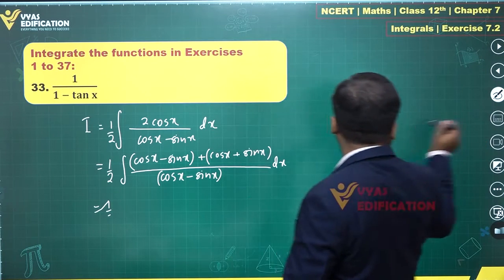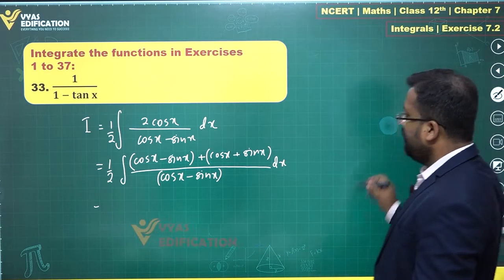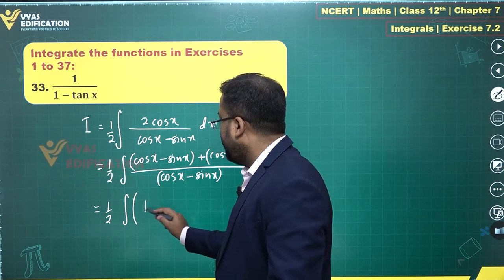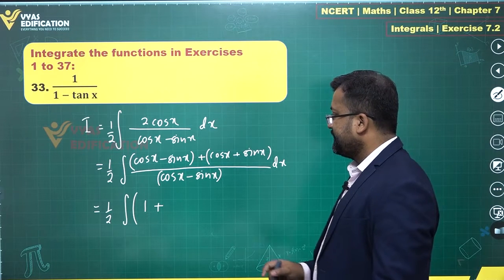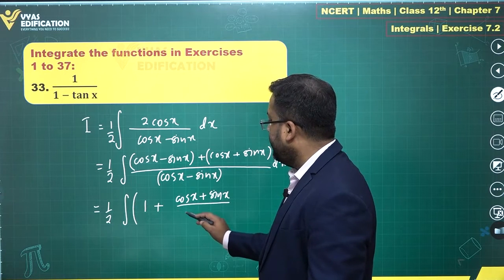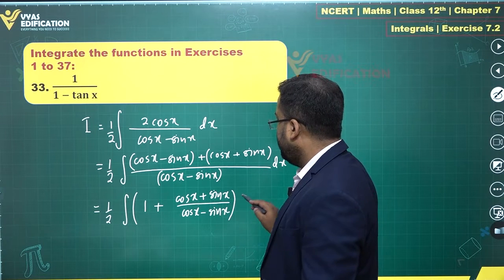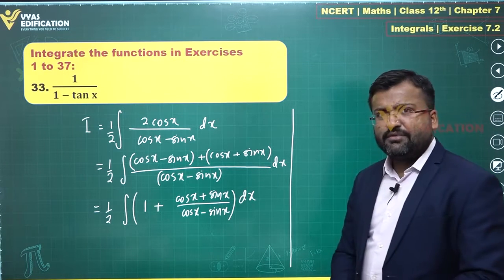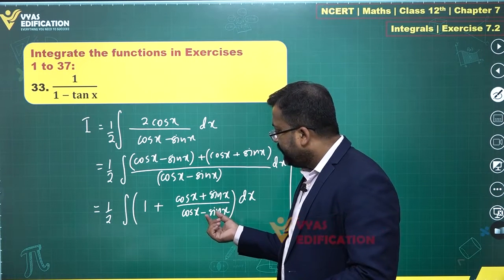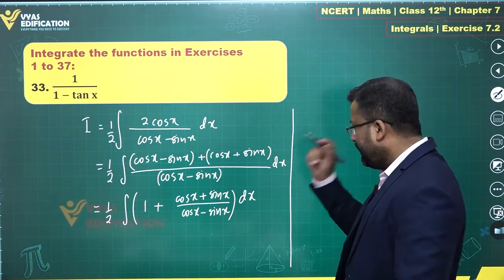1 by 2 is okay. I can separate these two terms like this. 1 by 2 times integral of this becomes, okay, 1 plus this cos x plus sin x. So cos x plus sin x is what I get over here. In the denominator I have cos x minus sin x dx. Now, if you observe carefully, the derivative of cos x is minus sin x, the derivative of minus sin x is minus cos x. So what we'll get is minus of this whole thing as the derivative, right? So we'll have to separate this out.